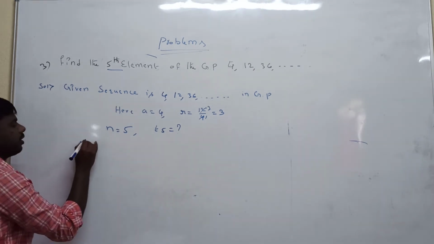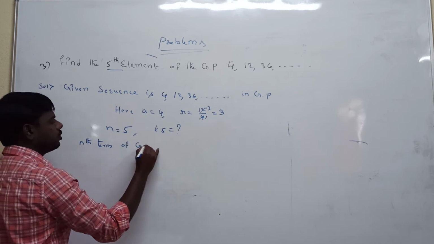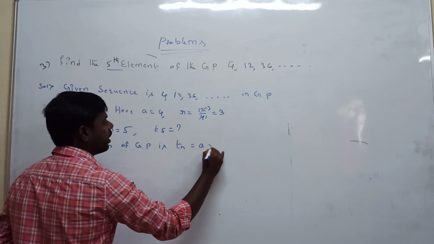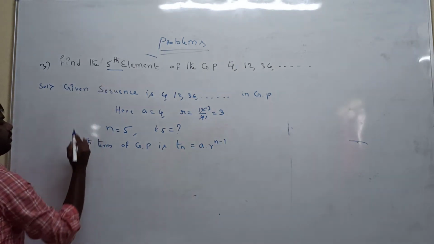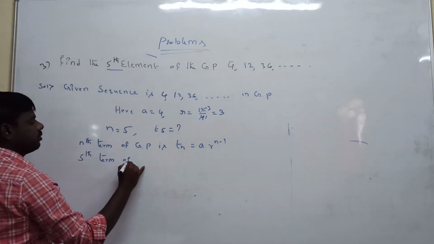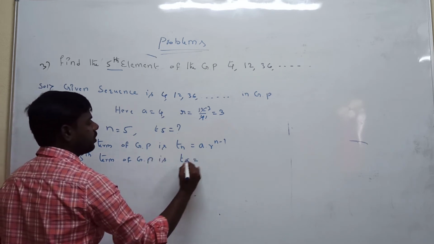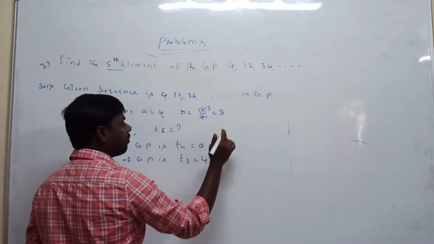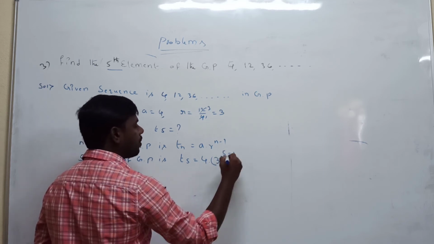We are applying the nth term of the geometric progression, Tn is equal to a into r to the power of n minus 1. So now to calculate the fifth element, or fifth term, of the geometric progression: what is the a value? The a value is 4 into the r value 3, whole to the power of n value 5 minus 1.